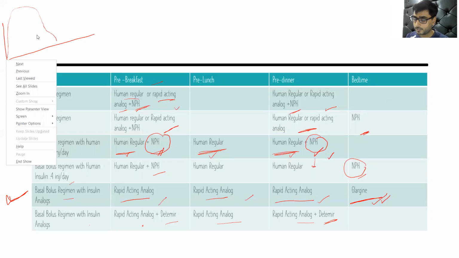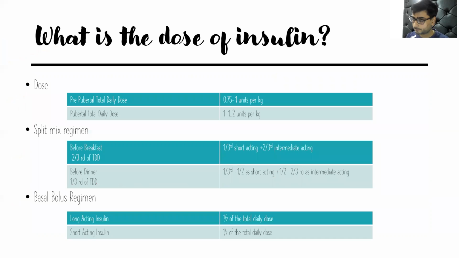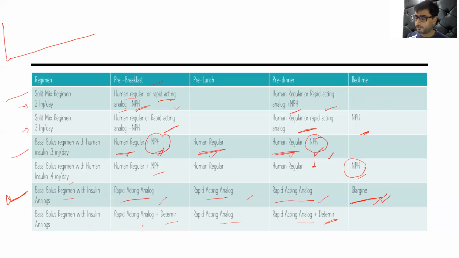For pre-breakfast, if we see, we give insulin like this. So this is the peak, this is regular, and this is NPH. This is pre-breakfast, and here we give pre-dinner. So they are again 2 peaks: the NPH peak, and again a regular insulin.